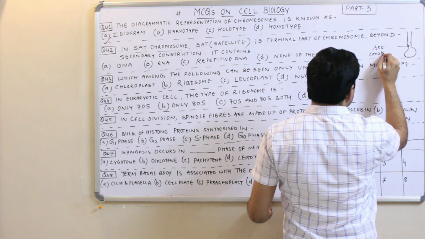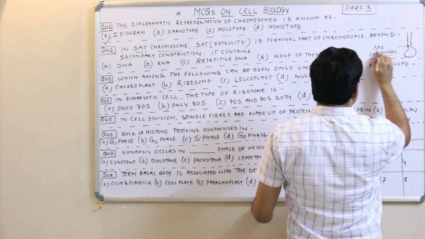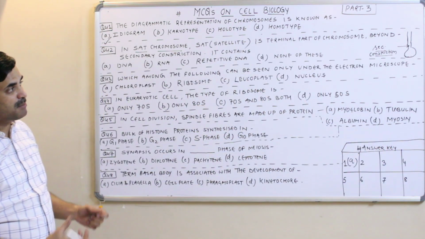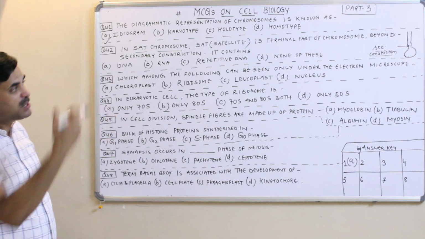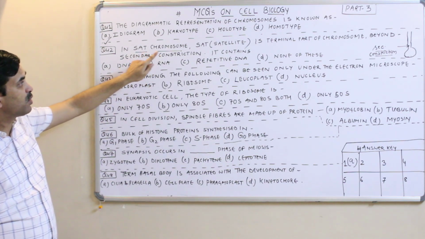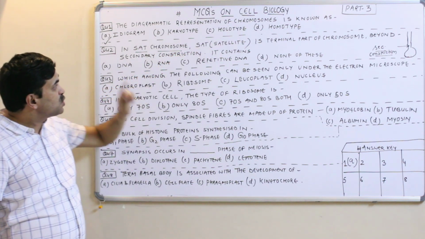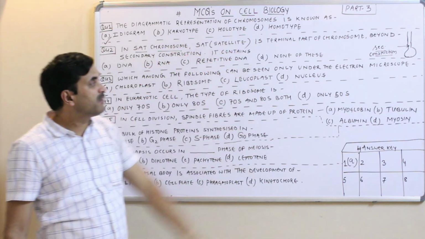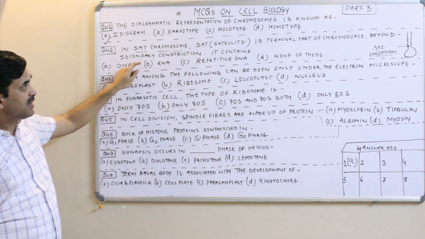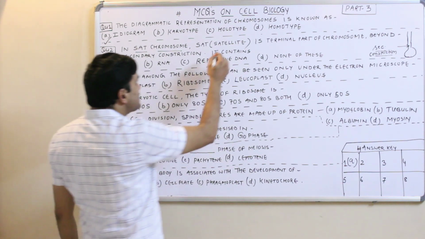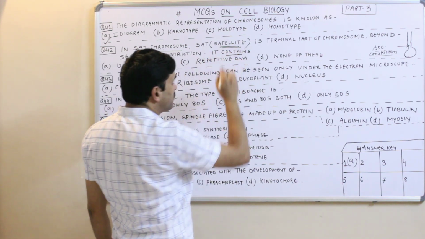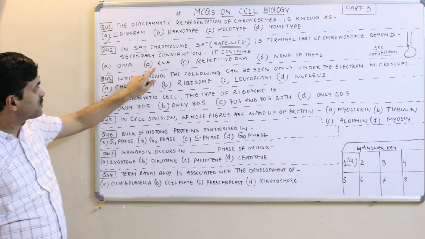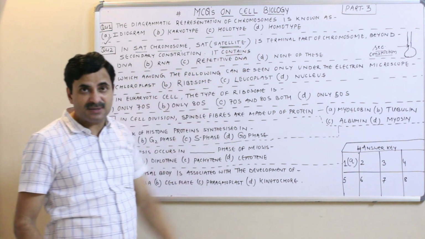So what happens is that beyond the secondary constriction, a part of the chromosome is pinched off, and this part beyond the secondary constriction, which is pinched off, is actually called the satellite or the SAT. So the question is that in SAT chromosome, the satellite is the terminal part of the chromosome, that we know very well, beyond the secondary constriction. Now the question is that this satellite consists of. Options are DNA, RNA, repetitive DNA, or none of these.